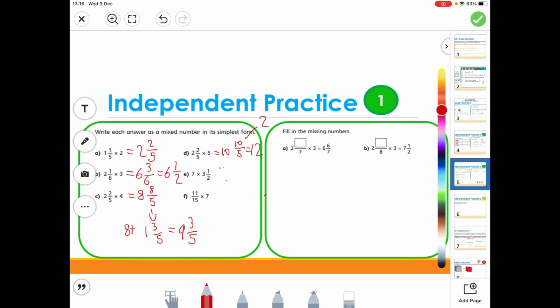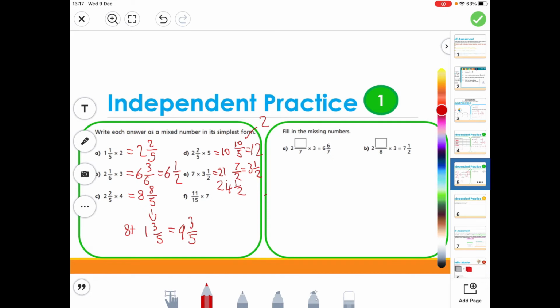Okay, moving on to E. 7 times 3 is 21. Now I'll do my fraction. 1 times 7 is 7. The denominator stays the same. I know that 7 over 2 is the same as 3.5. So that 3.5 plus 21 is going to be 24.5.